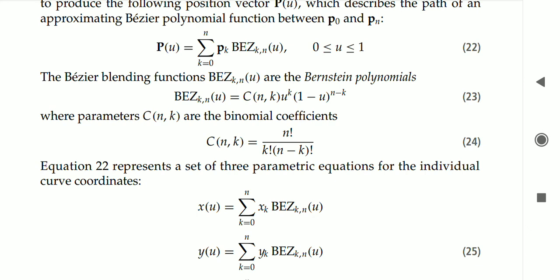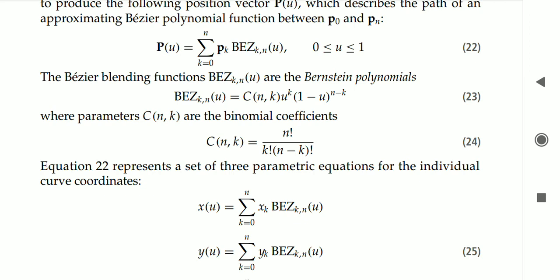BEZ k,n is extended. In that you have to substitute u and 1 minus u. What is u? u equal to 0 to 1, correct? That is u power k and 1 minus u power n minus k, and it is multiplied with C of n comma k. What is C of n comma k? That is explained in equation number 24. That is a polynomial coefficient: C of n comma k equal to n factorial divided by k factorial times n minus k factorial.